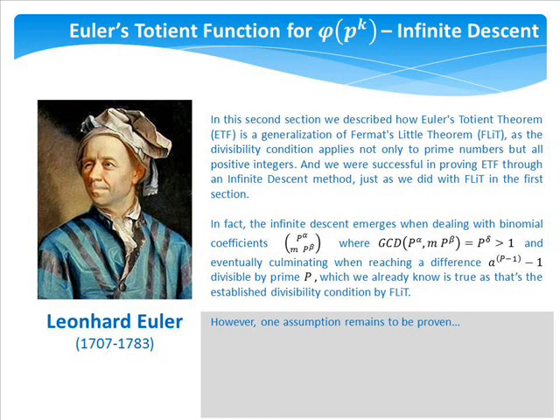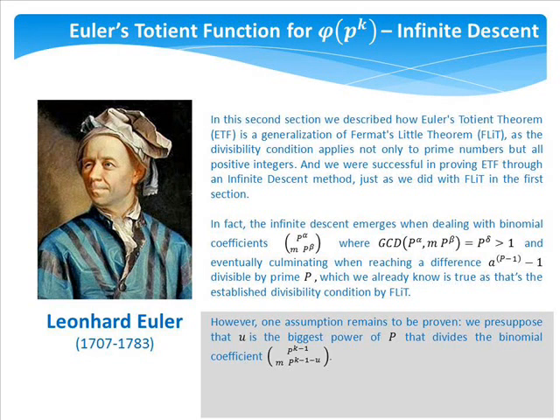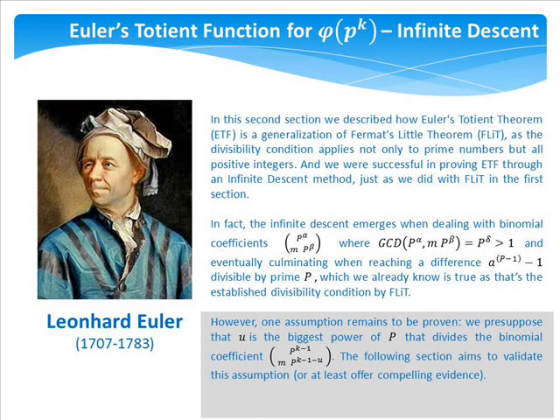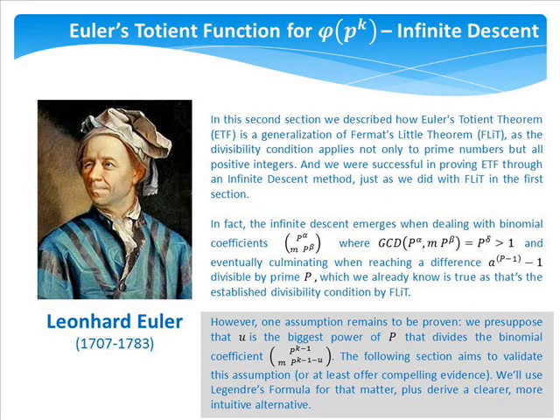However, one assumption remains to be proven. We presuppose that u is the biggest power of p that divides the binomial coefficient p raised to k minus 1, choose m times p raised to k minus 1 minus u. The following section aims to validate this assumption, or at least offer compelling evidence. We'll use Legendre's formula for that matter, plus derive a clearer, more intuitive alternative.